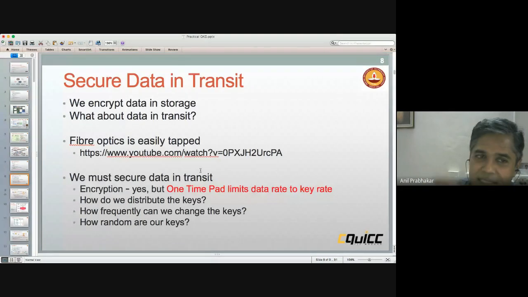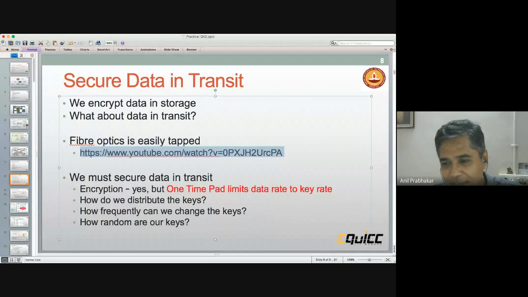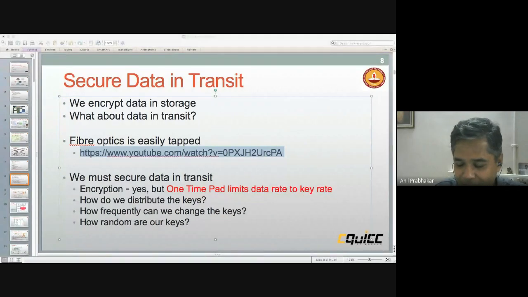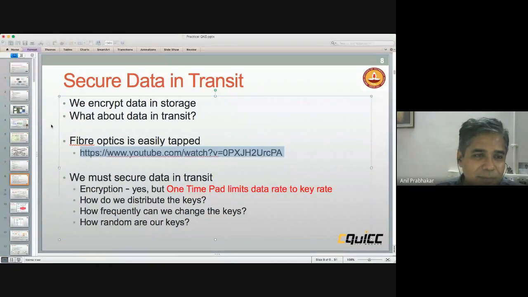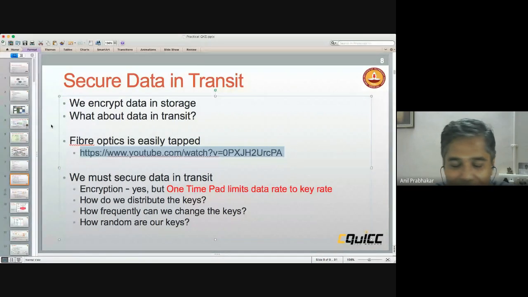So we secure data in transit, right? And I've given you a link out here and I'll post this in the chat box. So you can actually go in and take a look at it, and you will find that it's actually a way to just tap fiber optics. And if your data is not encrypted on that, then you will find that anybody who wants can tap into it. Right? And it's a very simple device, and we can run these demonstrations in our labs also. So we secure data in transit.